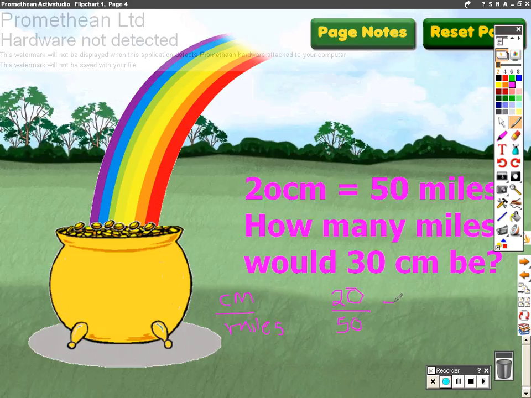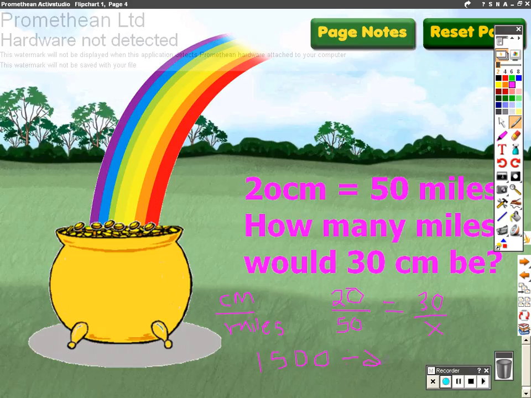And how many miles would 30 centimeters be? 30 centimeters. Okay, centimeters is numerator or denominator? It's the numerator. So 30 goes on top, and the X goes on the bottom. So I'm going to multiply 50 times 30, and that gives me 1,500. And then I'm going to divide by 20.